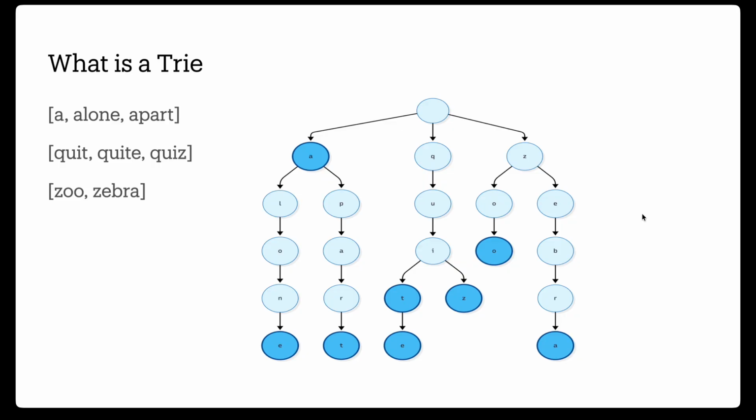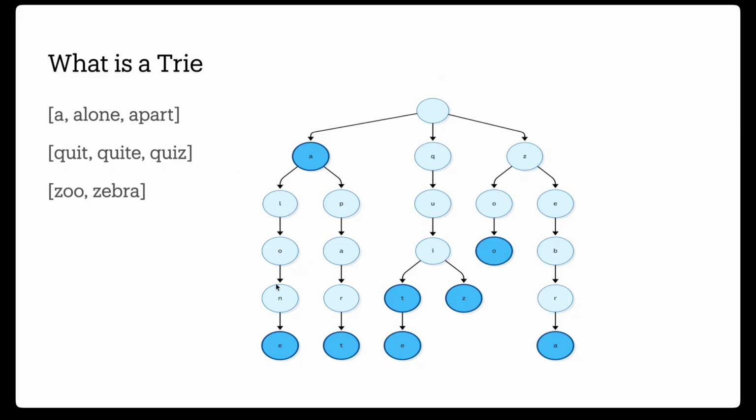So let's talk about why a trie is so powerful. One of the main use cases for a trie is autocomplete. For example, let's say we were in our Google search bar and we typed in QUI. Well, immediately, because we followed this path, we would be offered quiet and quiz and also quit. So that is the power of trie.